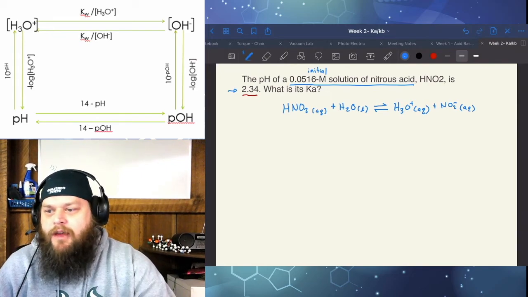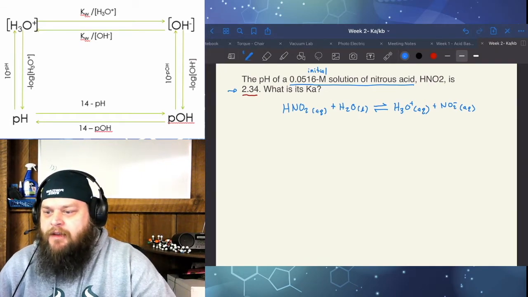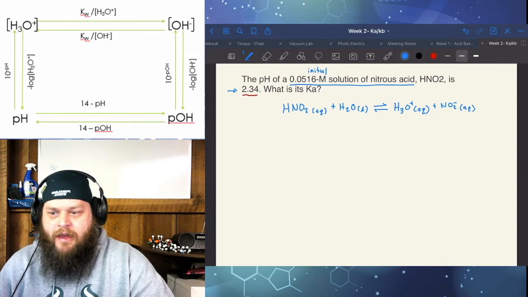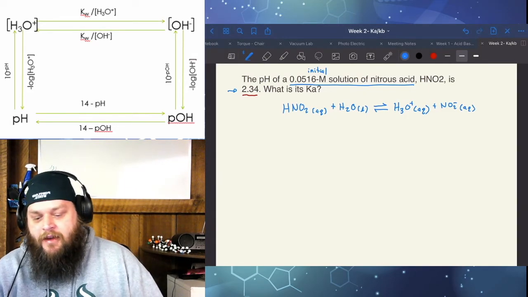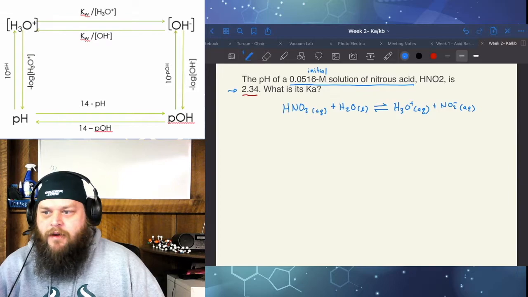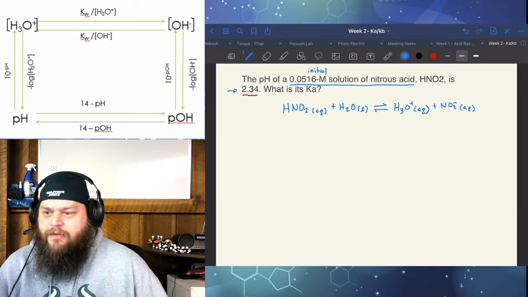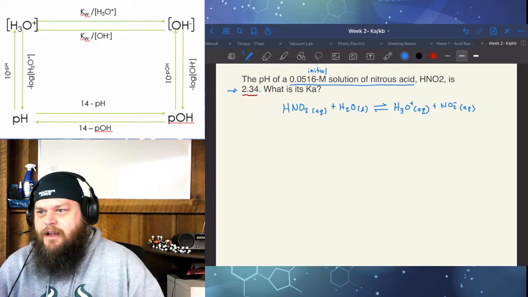The ice table, we definitely want to use the ice table to find the Ka value at the end of this. But first we need to find that concentration of hydronium. I guess we don't need to do that first. Okay, let's set up that ice table.